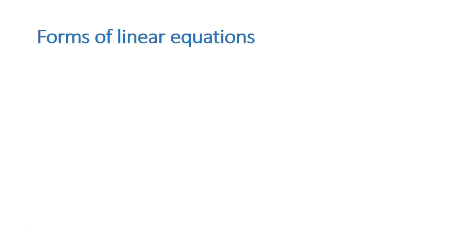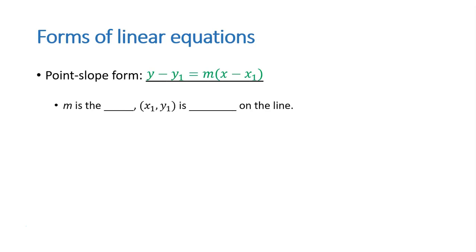Now let's look at our last form for a linear equation. This is called point-slope form. So point-slope form is y minus y1 is equal to m times x minus x1. So m is the slope, just like before, and then x1 and y1 generate any point on the line. So in order to use point-slope form, just like the name suggests, you need to have a point and you need to have the slope of the line.